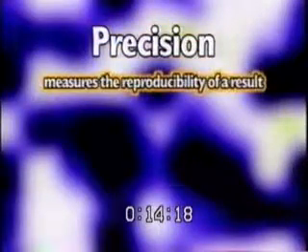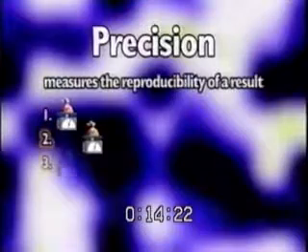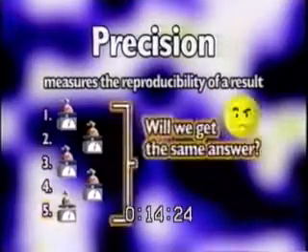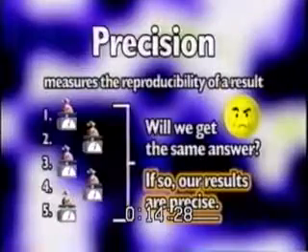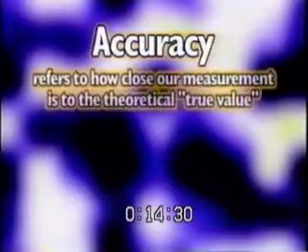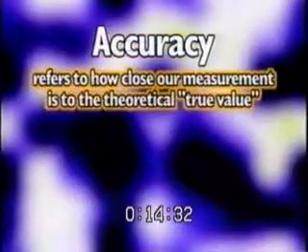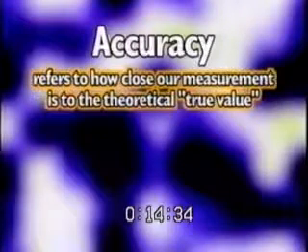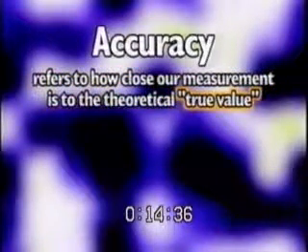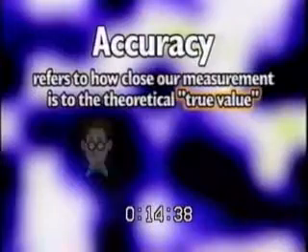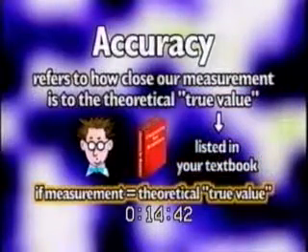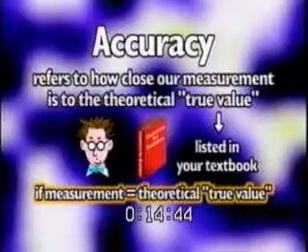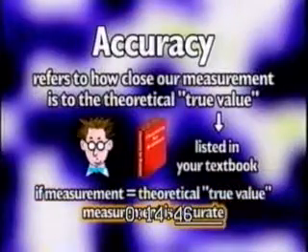Precision measures the reproducibility of a result. In other words, if we take the same measurement 5 times, will we get the same answer all 5 times? If we do, our results are precise. Accuracy refers to how close our measurement is to the theoretical true value. When I say true value, I mean the value is determined by some brilliant chemist and listed in your textbook. If our measurement matches the theoretical true value, then the measurement is accurate.